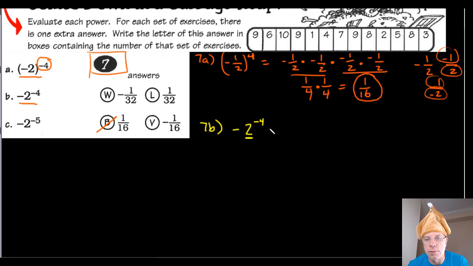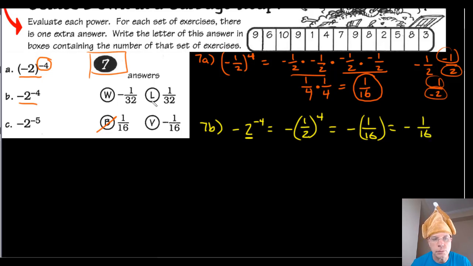So if I rewrite that, it would be the opposite of the reciprocal of +2, which is 1/2, to the opposite exponent, the 4th power. And we know from our work before that 1/2 to the 4th is 1/16. So this is just the opposite of 1/16, which is -1/16. So we'll cross off that answer choice. Looks like a Y. I guess that's a Y.